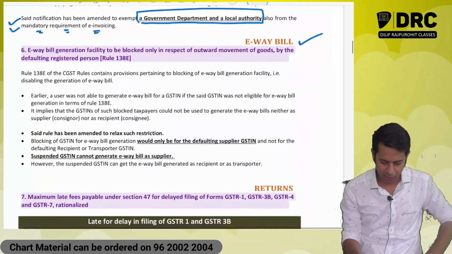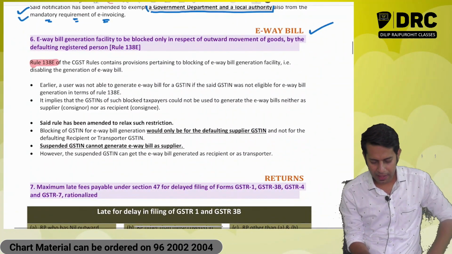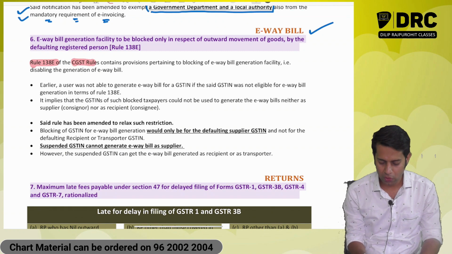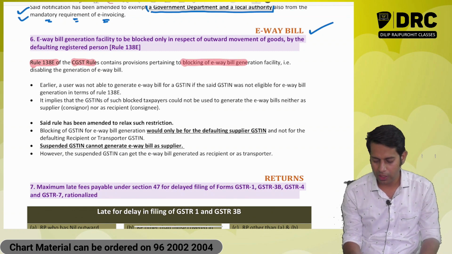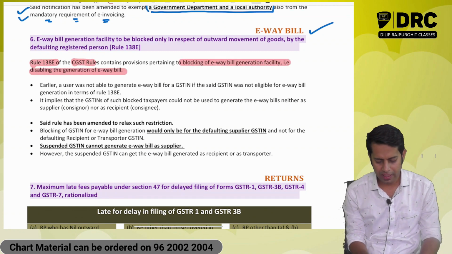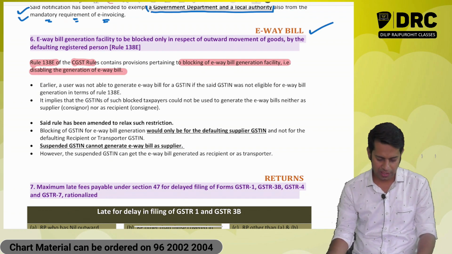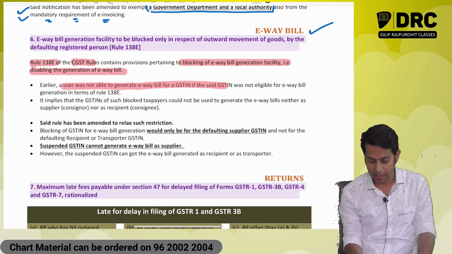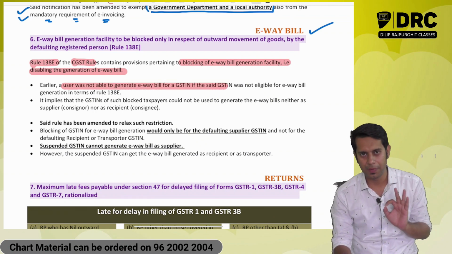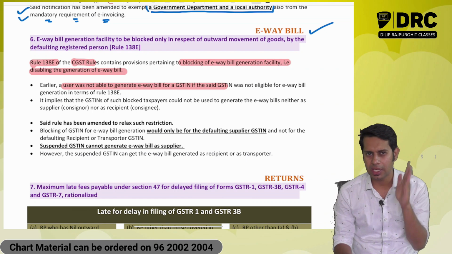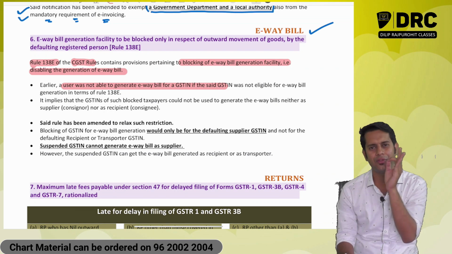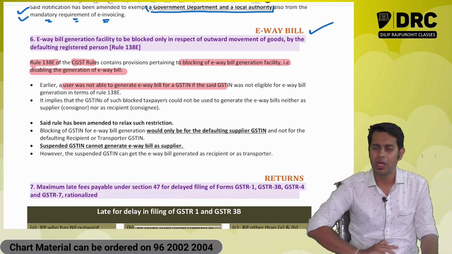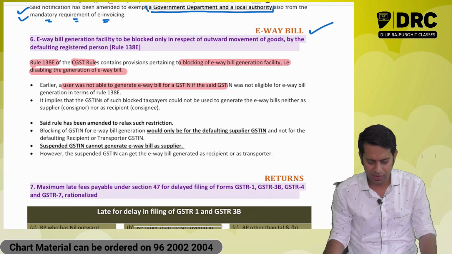I'll just read this for you. Rule number 138E of the CGST rules contains the provision with regard to blocking of the e-way bill generation facility, that is, disabling the e-way bill generation facility. Earlier what was happening? Earlier the user was not allowed to generate the e-way bill for a GSTIN. Before, they had told that for a particular GSTIN, say Dilip has a GSTIN, for that GSTIN e-way bill generation is blocked. Any person selling to him, any person purchasing from him, no e-way bill can be generated.